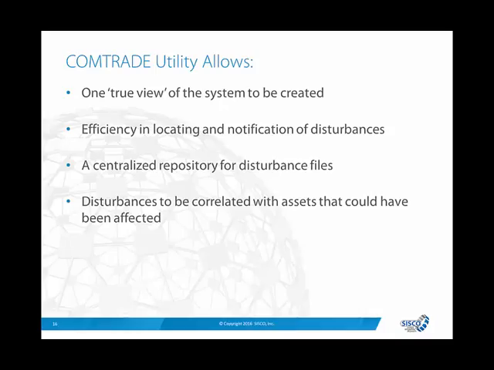In summary, the COMTRADE utility allows one true view of the system to be created. It creates automation and efficiency in locating and notification of disturbances. It creates the centralized repository for the disturbance files so that protection engineers can go back at any time and analyze the files that could have occurred years prior. And it allows for the configuration and correlation of these disturbances with the assets that could have been affected and therefore have a role in the preventive maintenance and condition-based maintenance cycles.